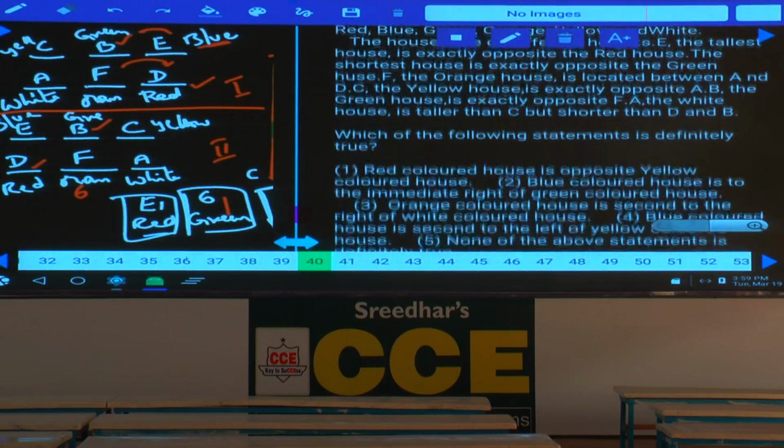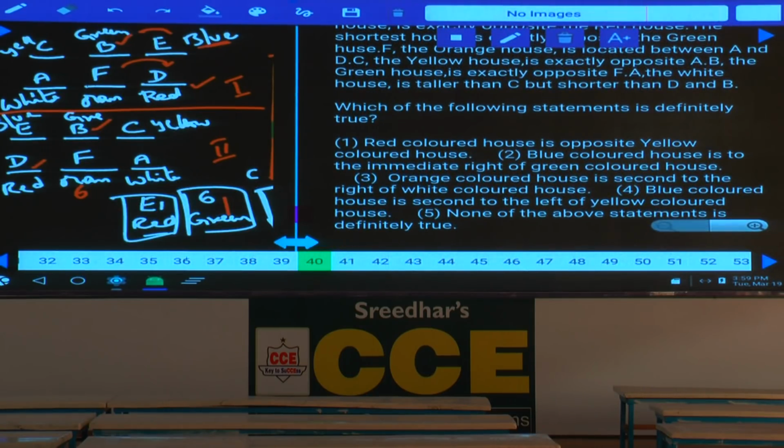Now in this 40, which of the following statements is definitely true? Red colored house is opposite to yellow. Red and yellow are opposite to each other. Is it true? No. Next one: blue colored house is to the immediate right of green colored house. Is it definitely true? Now in this case, blue is to the immediate right of green. But here, blue is to the immediate left of green, isn't it? Hence, this is also false.